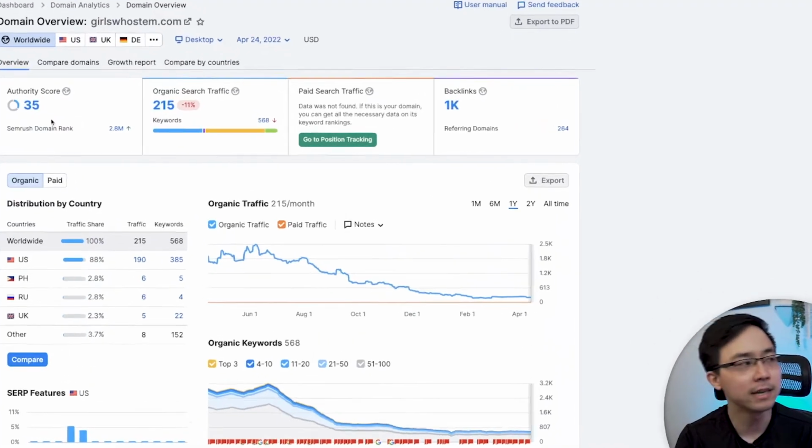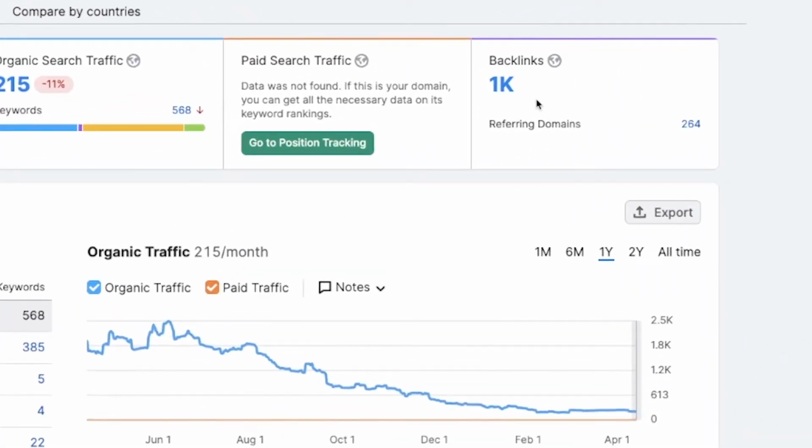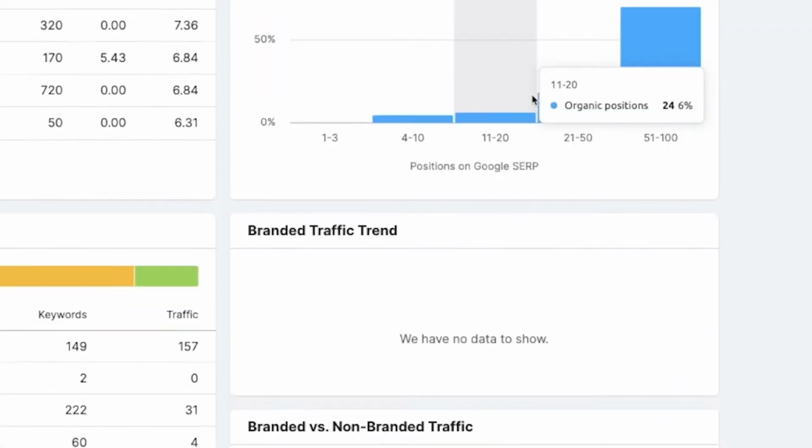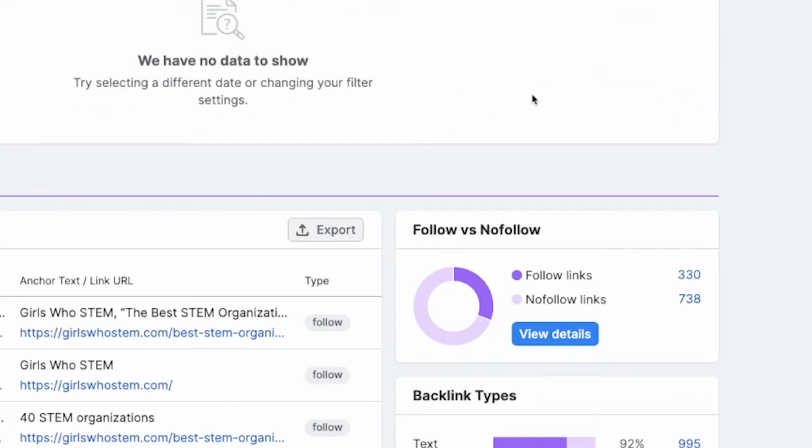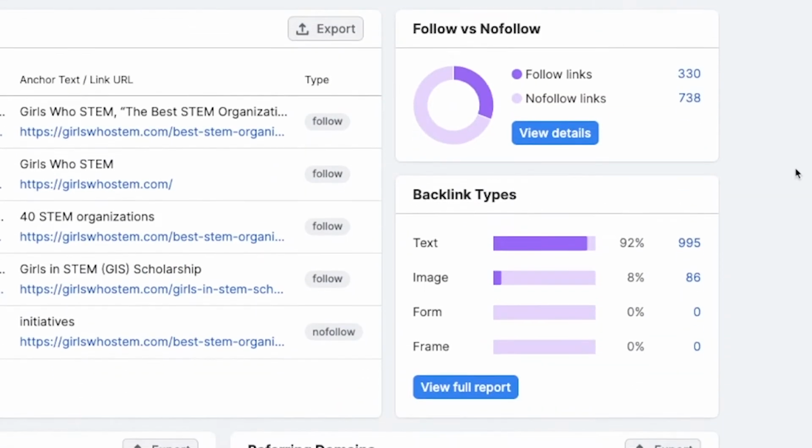The other thing you want to look at is the backlink section. In this backlink section, you're going to get a lot of detail in terms of what is going on for your particular site. In this situation, I can see that from the 1,000 or so backlinks, only 330 of them are actually dofollow links, whereas the remainder are all nofollow links. Nofollow links don't really give you any meaningful SEO juice.